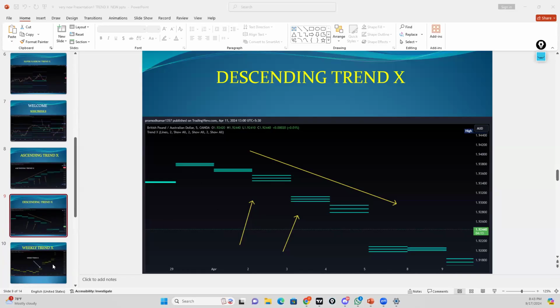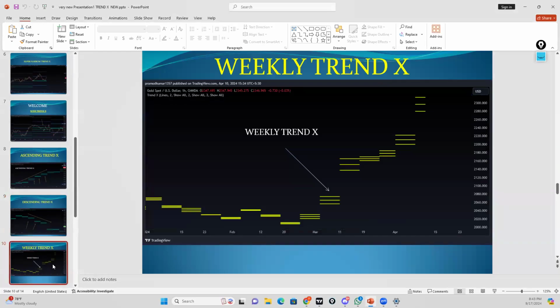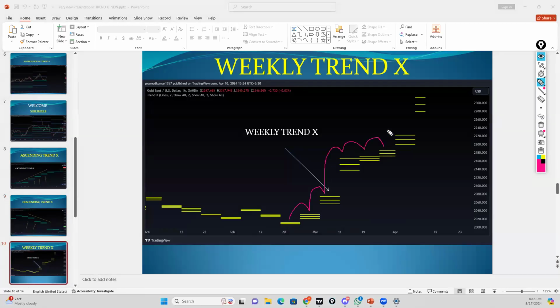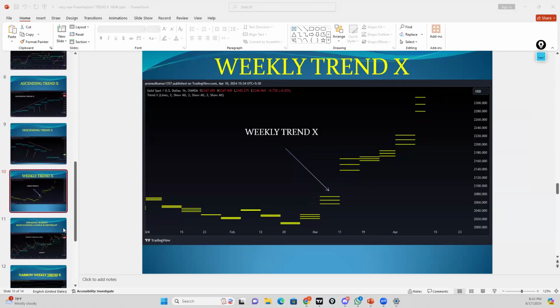When it comes to the weekly, same thing. So every week the market is making new highs. You can see every day, every week. So we are looking only for long positions. Correct? You can see this is very clearly an uptrend. This is a higher time frame, because when it comes to a weekly trend X, clearly we are looking at the 1 hour. Correct? So this is how it looks without candles.